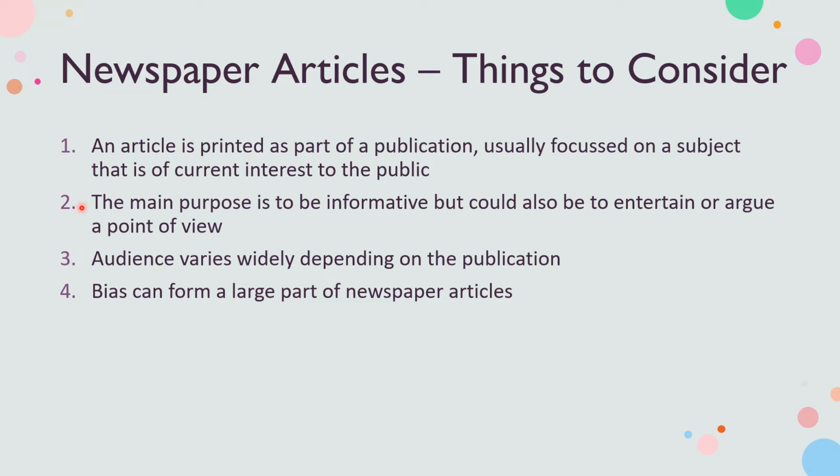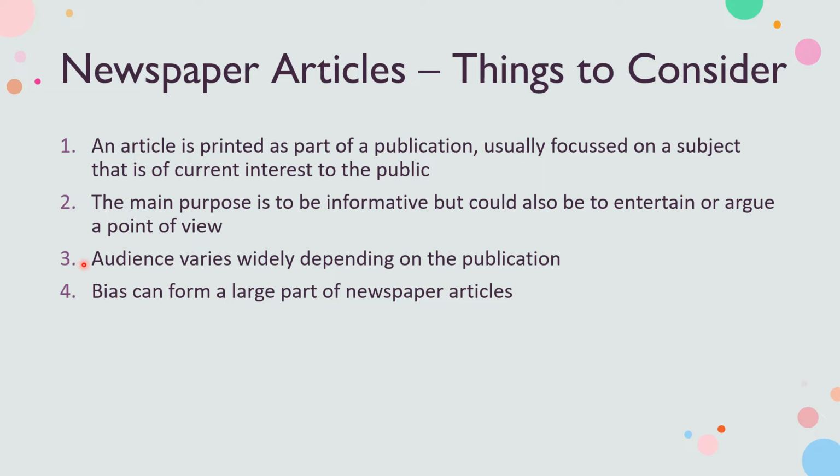Number two, this focuses on the purpose of the article, which is usually to be informative in some way, but depending on the type of article you might be given, it could also be to entertain or argue a certain point of view. Number three, audience varies widely depending on the publication. This is a very important one and something some students don't consider in the detail that they should.